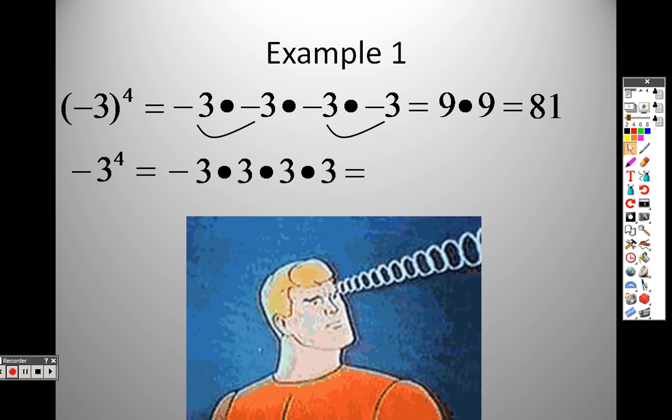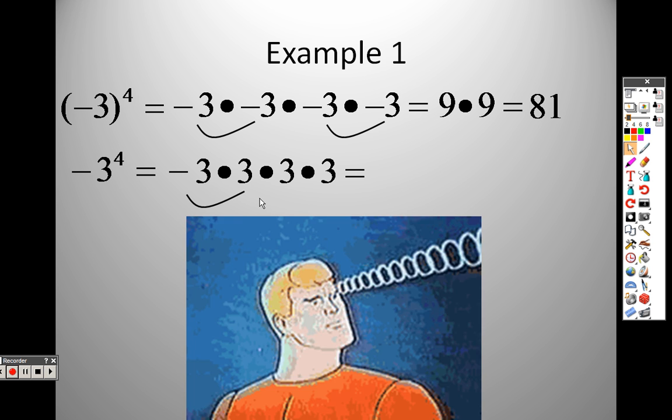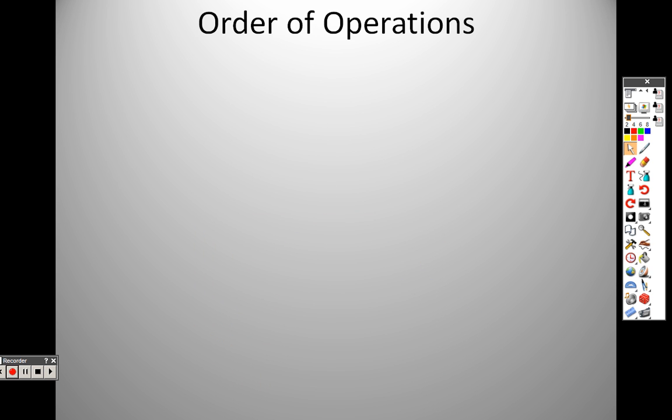Up above, because this was all in parentheses, I took the negative 3 4 times. But down here, I take the 3 4 times because it's just the 3 that's the 4th power. So really this is negative 9 times positive 9, and negative 9 times 9 is negative 81. That's the difference between those two answers.